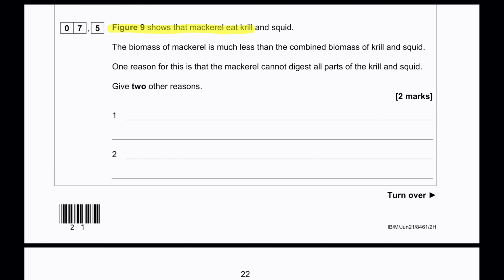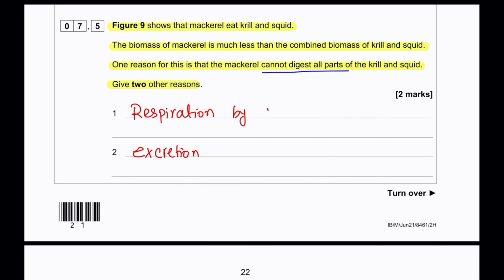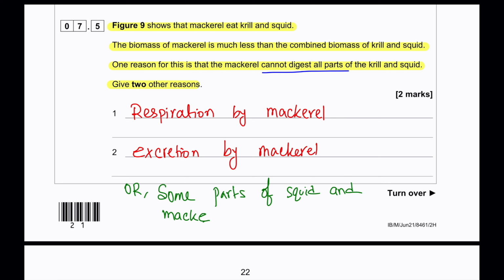Figure 9 shows that mackerel eats krill and squid. The biomass of mackerel is much less than the combined biomass of krill and squid. One reason for this is that mackerel cannot digest all parts of the krill and squid. Give 2 other reasons. So already inedible parts are mentioned or undigested portions are mentioned. So other points we can say is respiration, because energy is lost as a respiration. Some of the parts are not eaten from the squid and the krill, or we can say energy is lost in excretion by the mackerel.